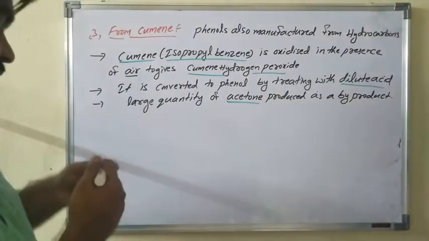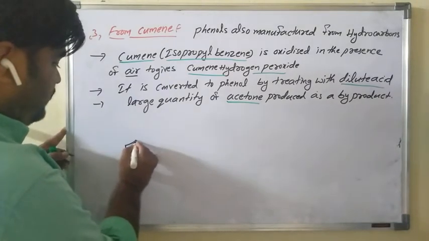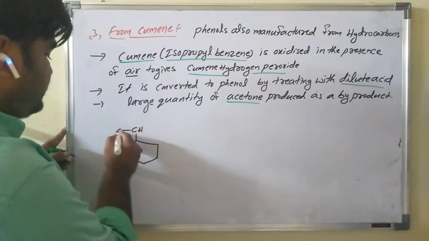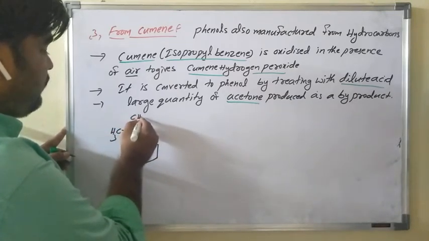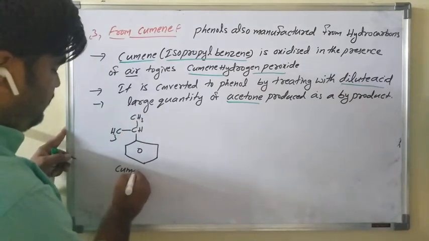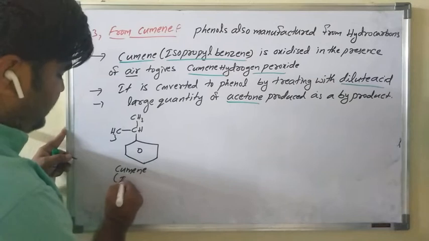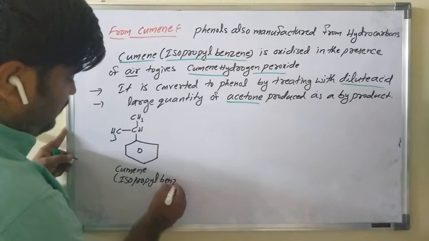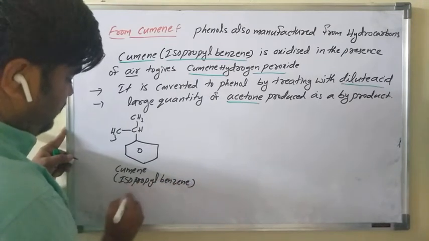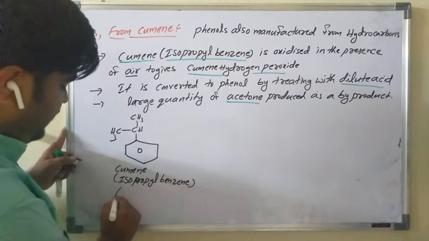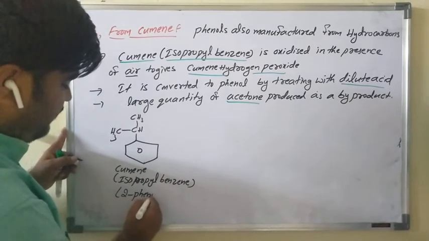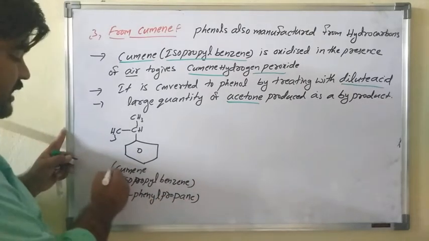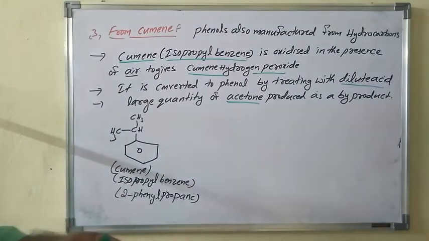So cumene, I will write the structure. Cumene, isopropyl benzene. See, this is the cumene. This name is isopropyl benzene. This is the common name, this is the IUPAC name, and another name is 2-phenyl propane. Important this. Cumene is the common name. Isopropyl benzene is the IUPAC name. 2-phenyl propane is also an IUPAC name.